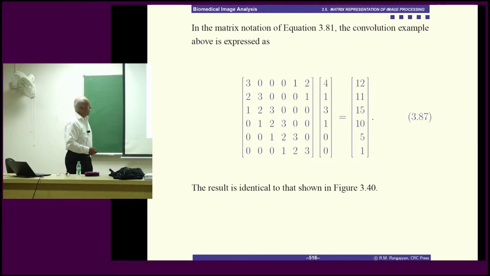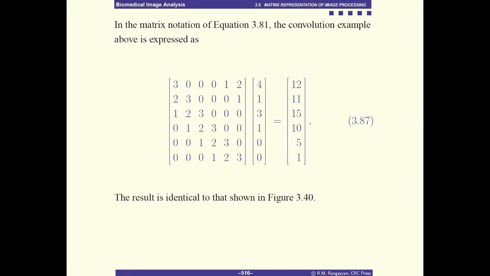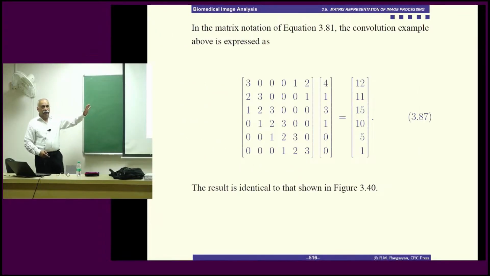Now you want to do it in matrix notation. You write 4, 1, 3, 1 and put 2 zeros, because we want to allow 6 samples in the output. This is linear convolution using matrix notation.